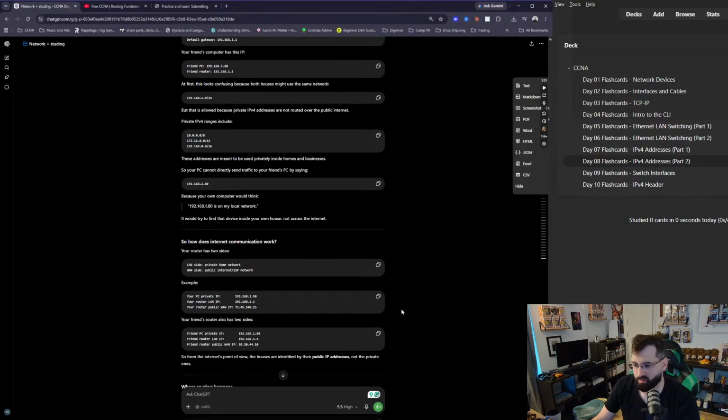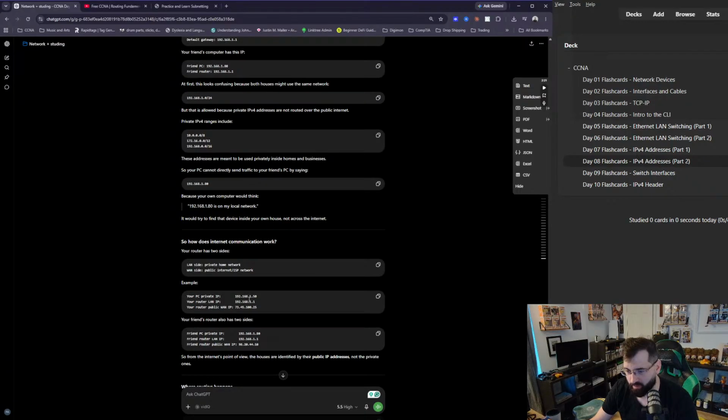So the idea of internal communication works with the router having two sides, the LAN side and the WAN side. Oh, okay. So how does internet communication work? Your router has two sides: the LAN side, the private home network, and the WAN side, the public internet ISP network.